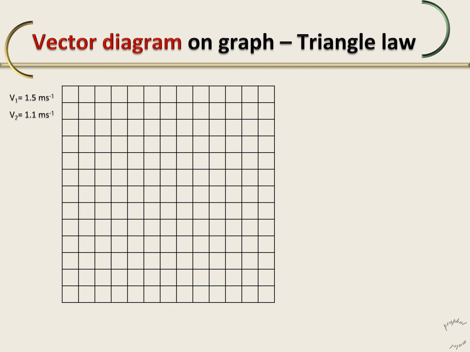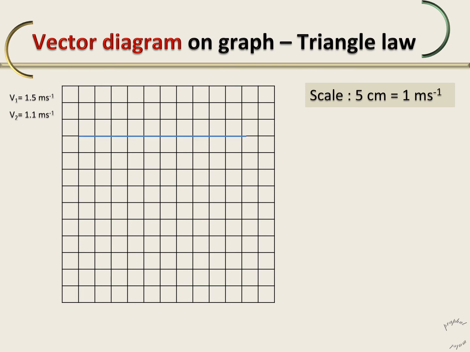For that, first you have to choose a perfect scale. You have to choose a scale in such a way that your plot covers more than 80% of the graph paper. So depending on the size of the graph paper, you have to choose the scale. Here I have chosen 5 centimeter of the graph paper is equivalent to 1 meter per second speed.